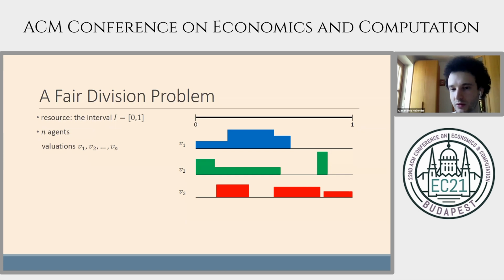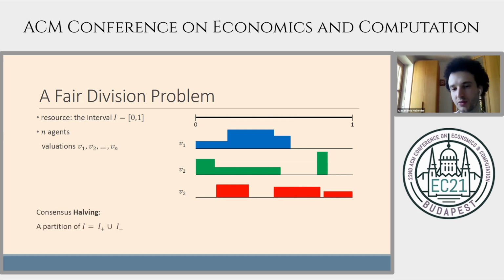And the idea is that if you want to find out what the value of some subset of the interval is for the first agent, the blue agent, you just have to look at how much volume, how much blue volume there is in that subset. So we have these valuation functions for the agents. And what is the goal? The goal is to find a consensus-halving.